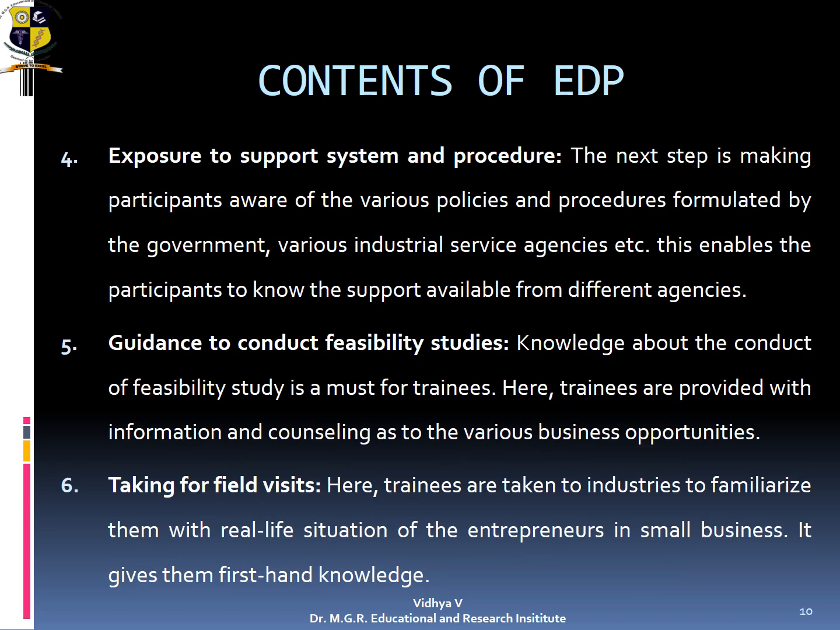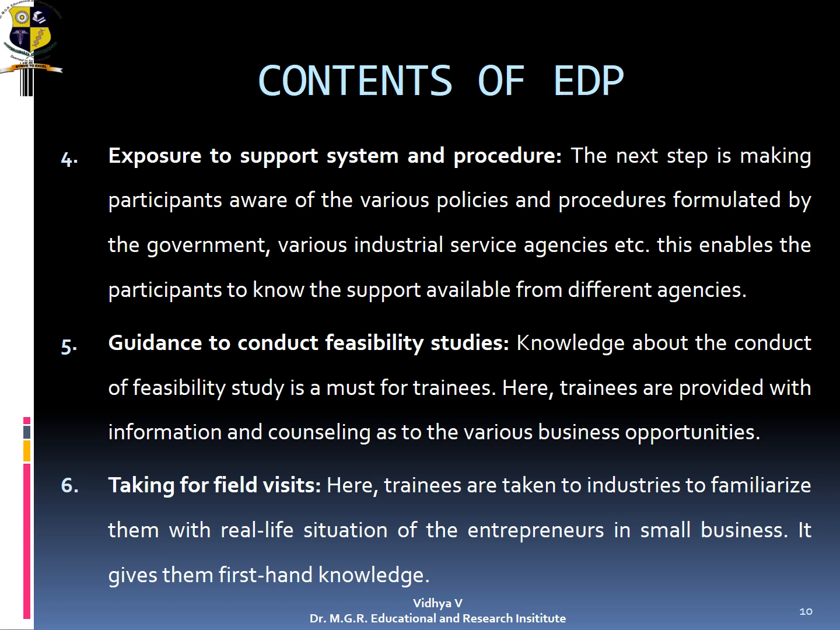So, the fourth input is exposure to support system and procedure. Here, the participants are made aware of various policies and procedures formulated by the government, various industrial agencies, etc. So, this enables the participants to know the support available from different agencies to set up an enterprise.